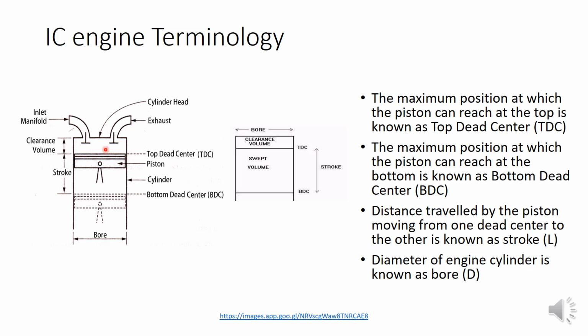And normally the diameter of the cylinder or diameter of the piston is known as the bore. You can see here it is marked, bore. It is represented by capital D. It is nothing but the diameter of the cylinder. This diameter of the cylinder is normally named as the bore.